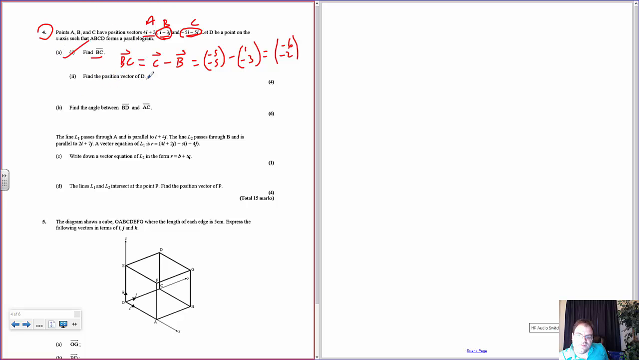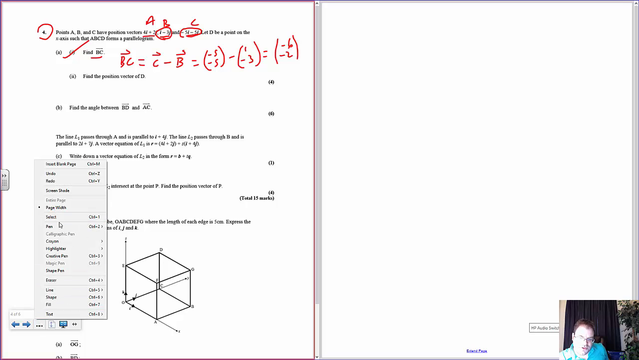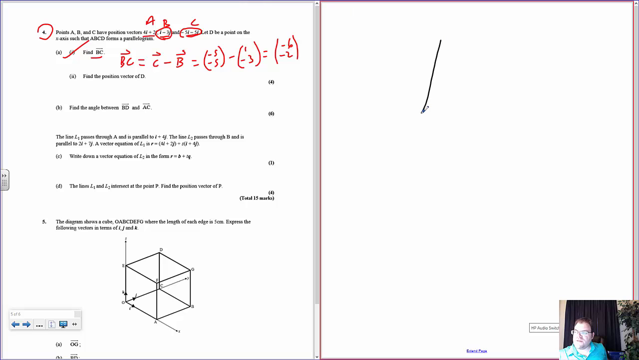Now it wants me to find the position of vector D. This again is a little more challenging for those of you who have trouble visualizing two-dimensional shapes. Let's actually undo that.